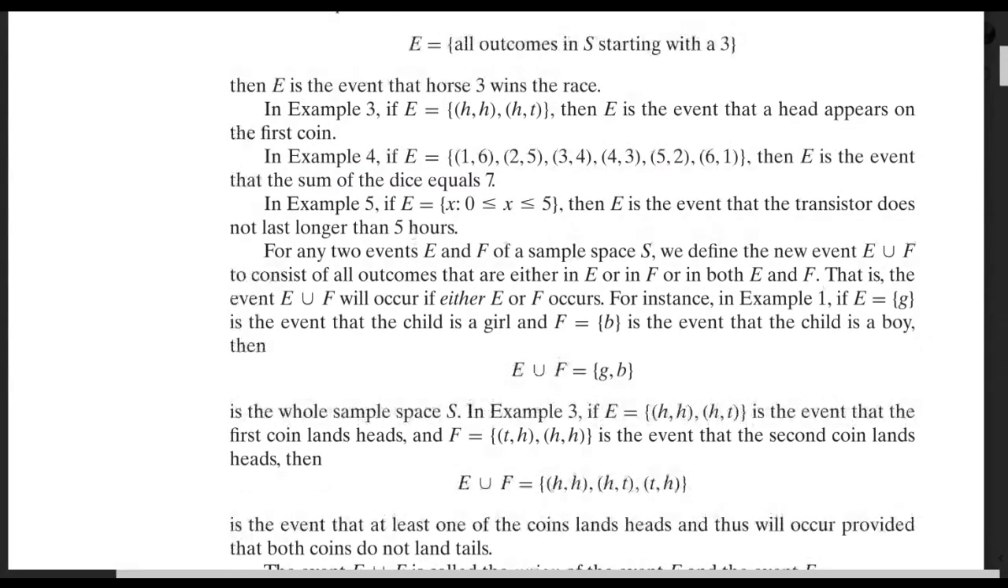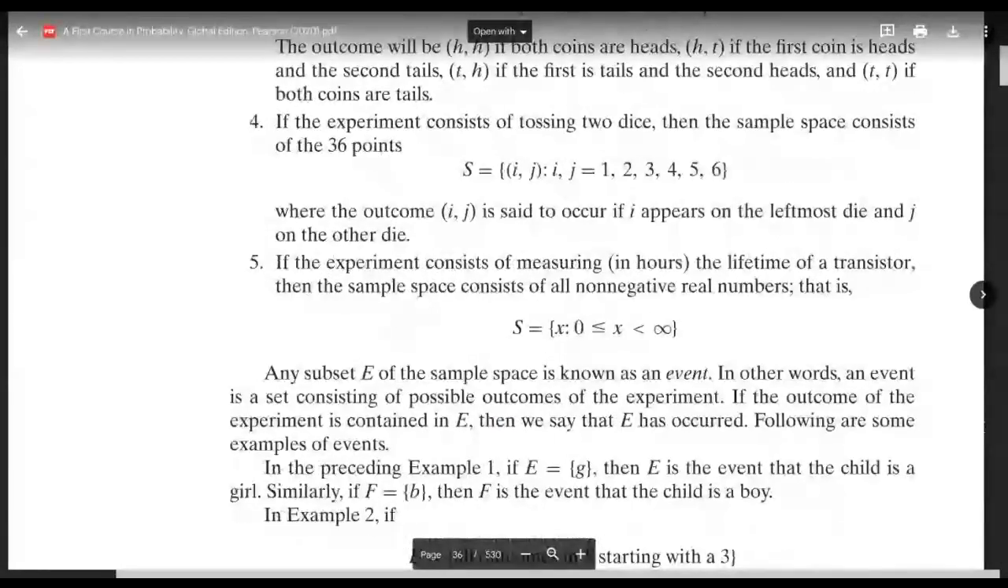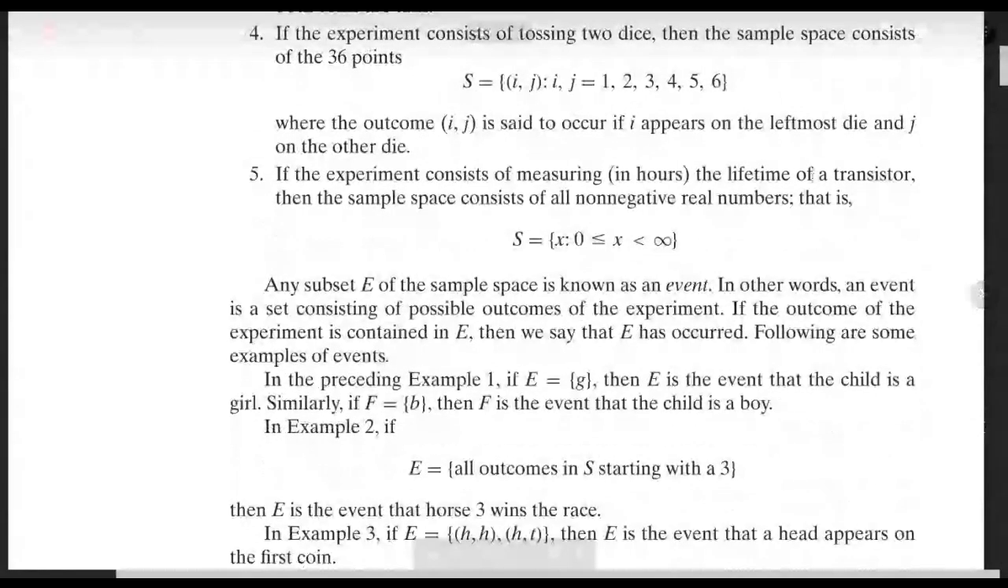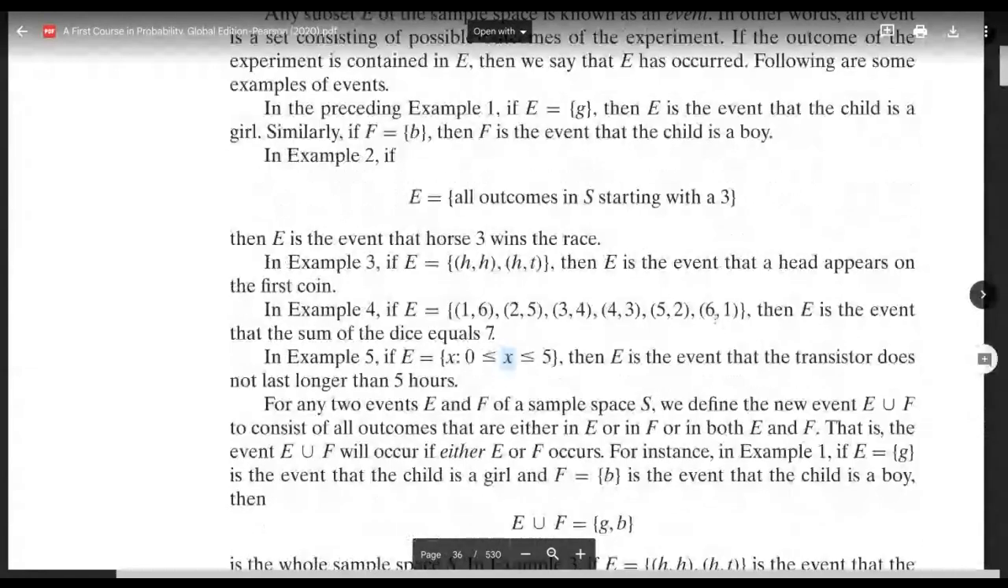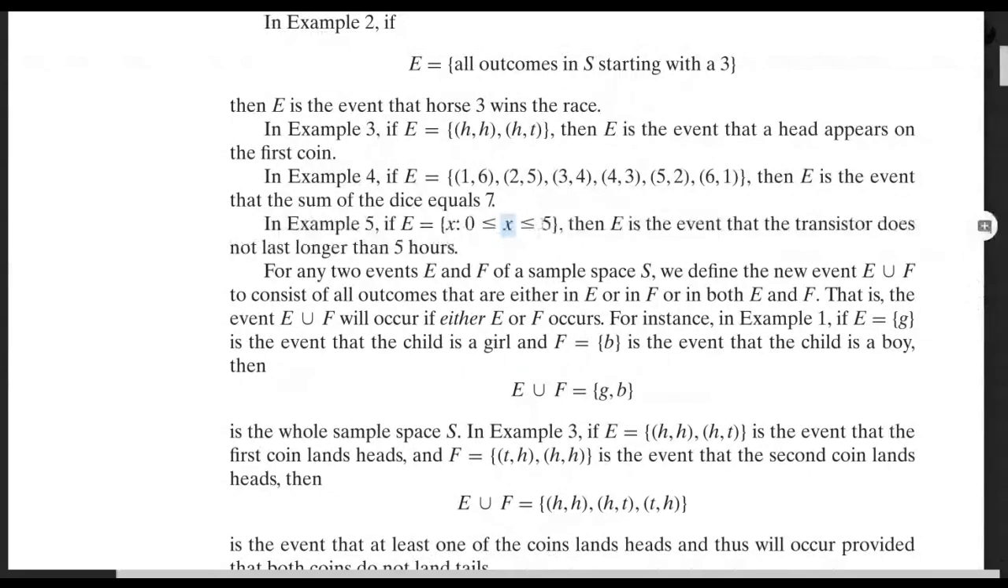And also from another angle, we could think of an event as something we are interested in. Sometimes we look for probabilities of some events. In example 5, the event could be X, the hours, what's 5? Oh, the lifetime of a transistor. If the event is the lifetime of a transistor is up to 5 hours, right?